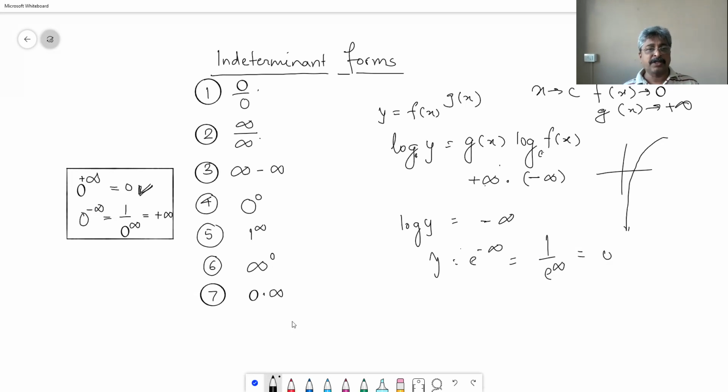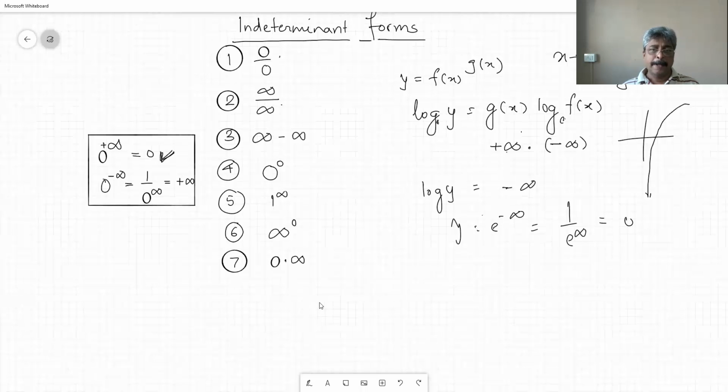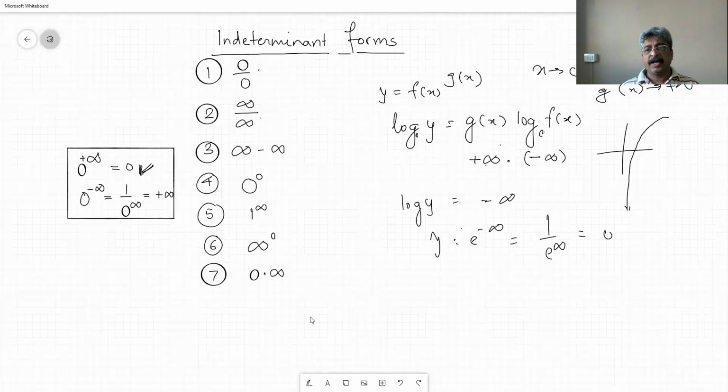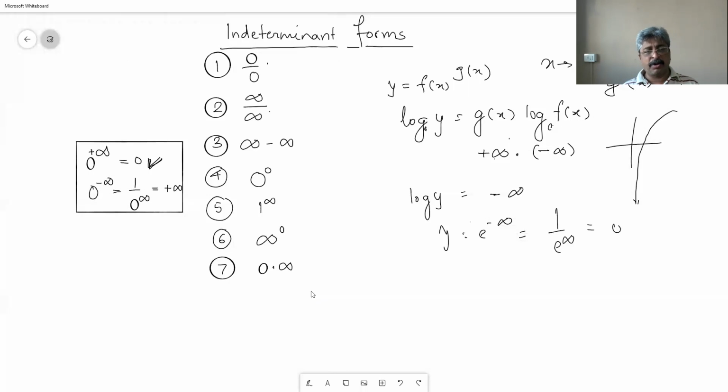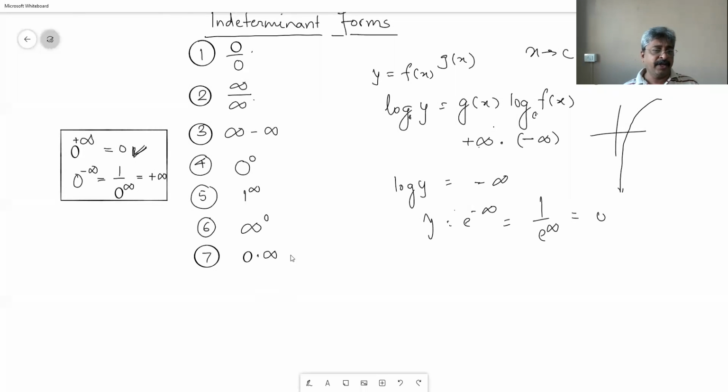Okay, now examples of these types one by one and try to solve them. Okay, now what is L'Hopital rule? If we wish to solve an indeterminate form, we can always use this rule. It is very convenient, and maybe some of the problems you can solve using first principle also, but this is a very handy trick. So L'Hopital is basically like this.